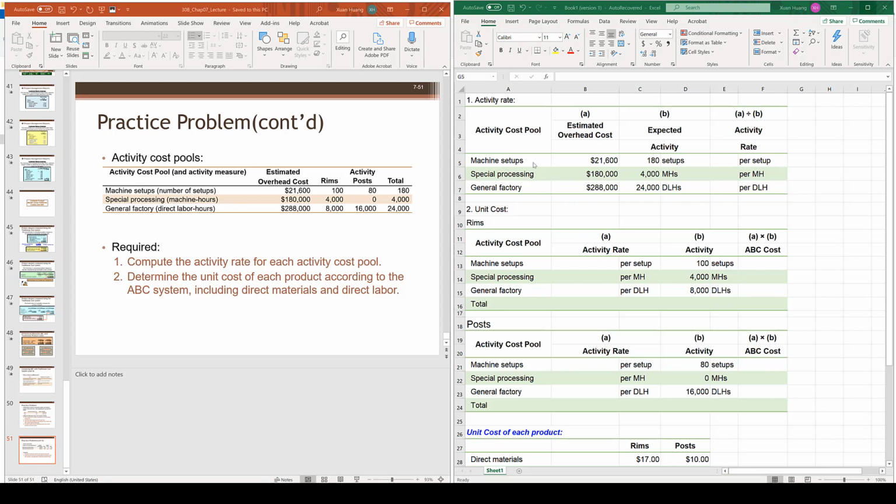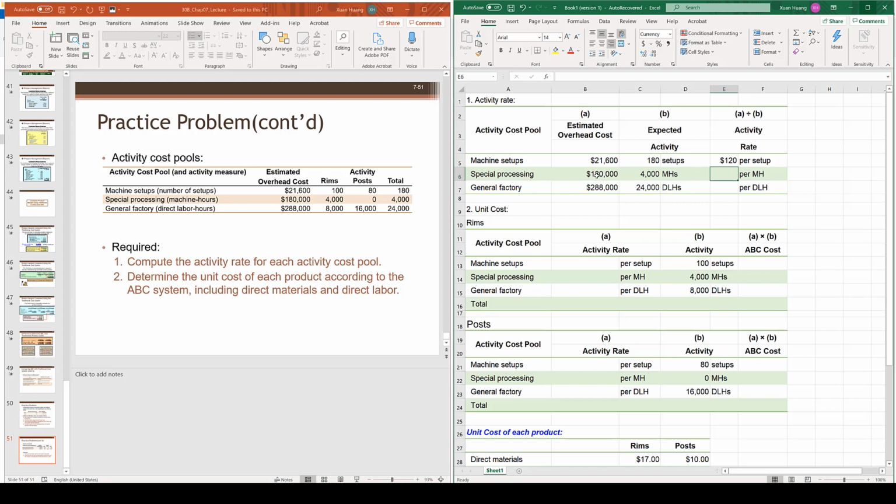For machine setups, estimated overhead cost is $21,600. Expected level of activity is 180 setups. To calculate the activity rate, we divide 21,600 by 180, and we get the activity rate per setup. I just use Excel here, and we get $20 per setup.